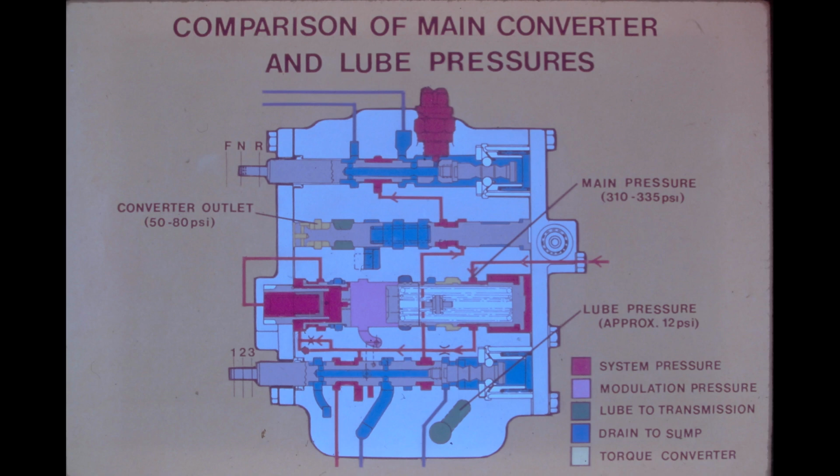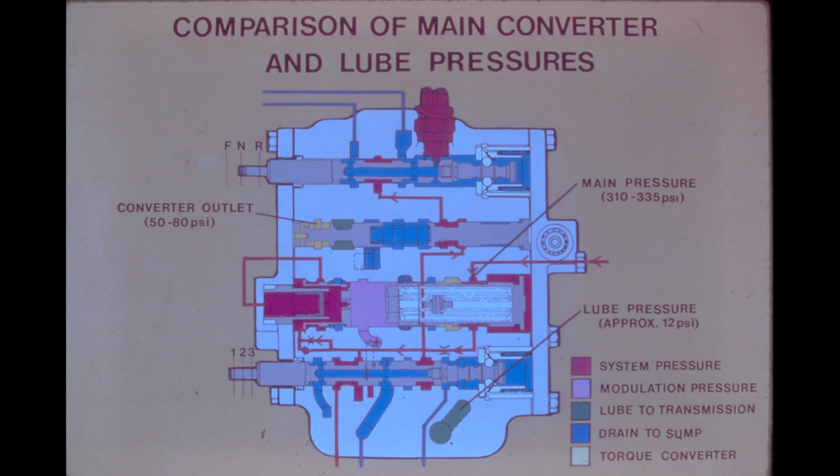The charging pump for the 710 transmission is rated at 20 GPM at 2,500 engine RPM. Converter outlet pressure has an operating range from 40 to 60 psi. At high idle, minimum operating pressure should be approximately 50 psi, whether the transmission is engaged or not.